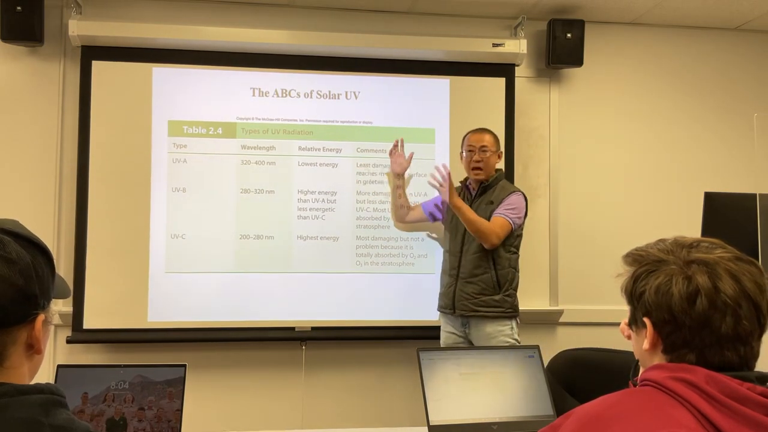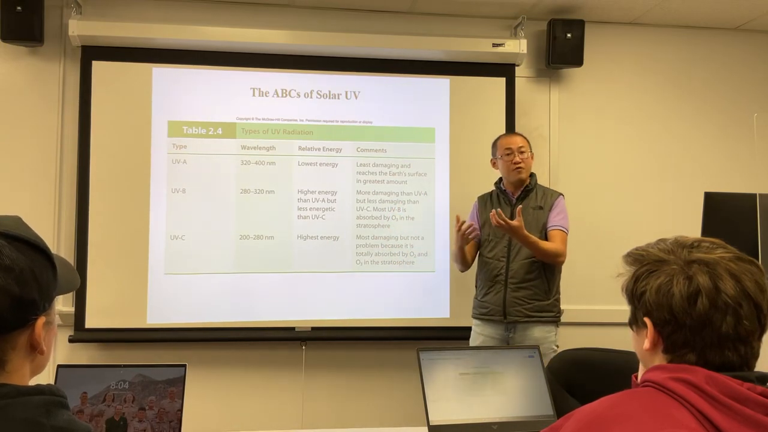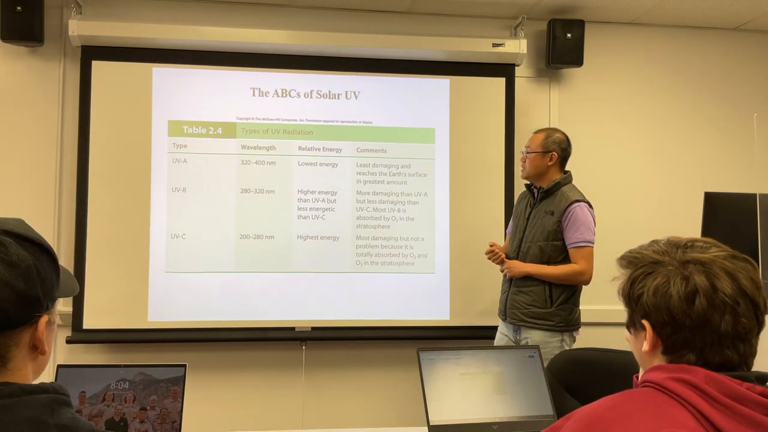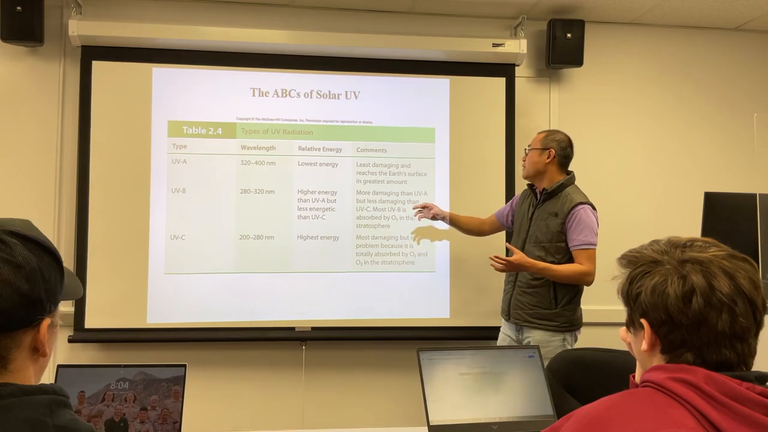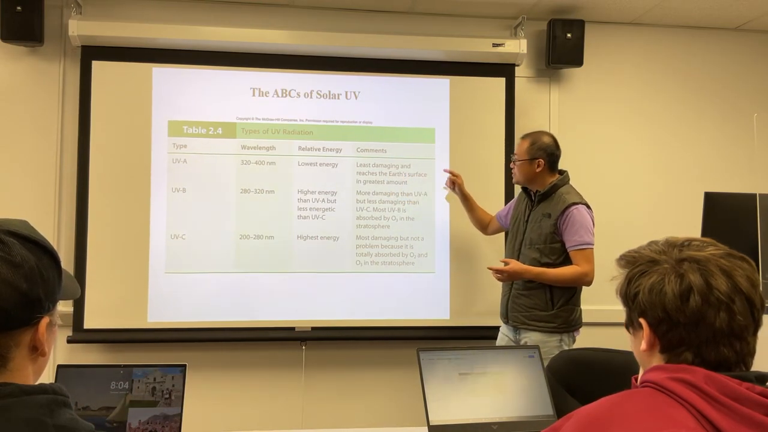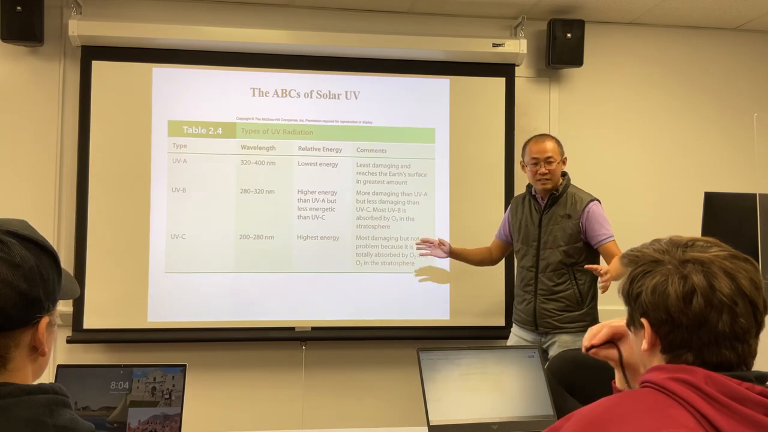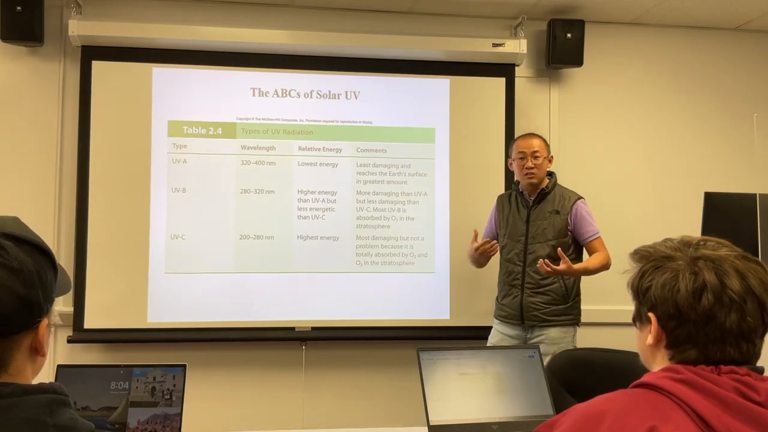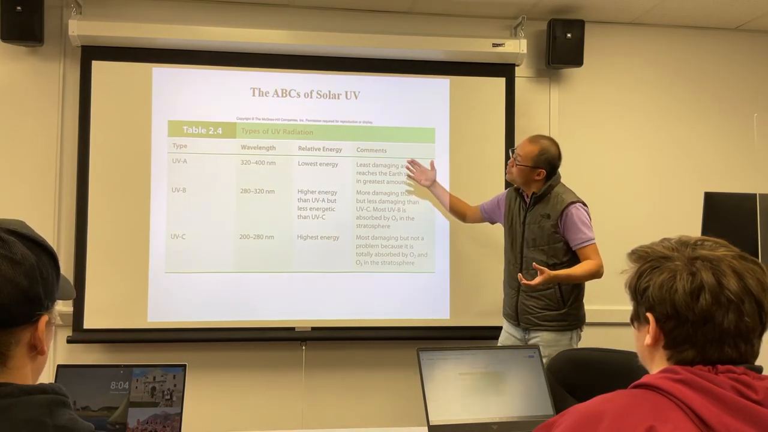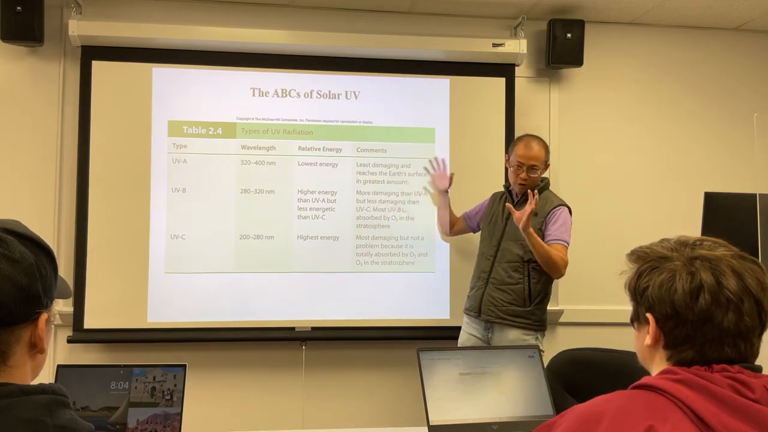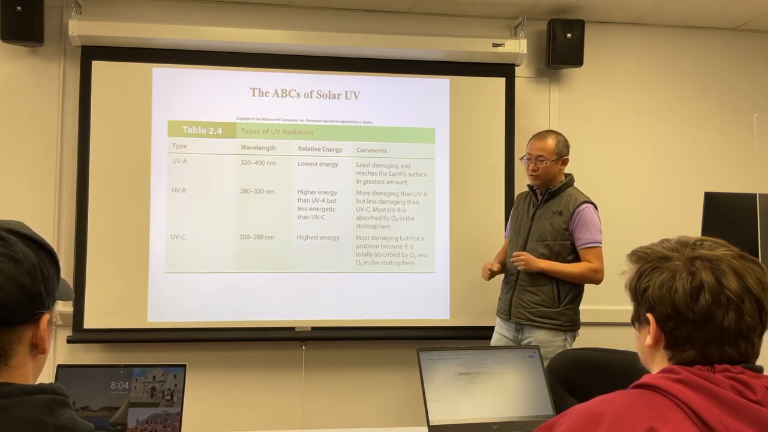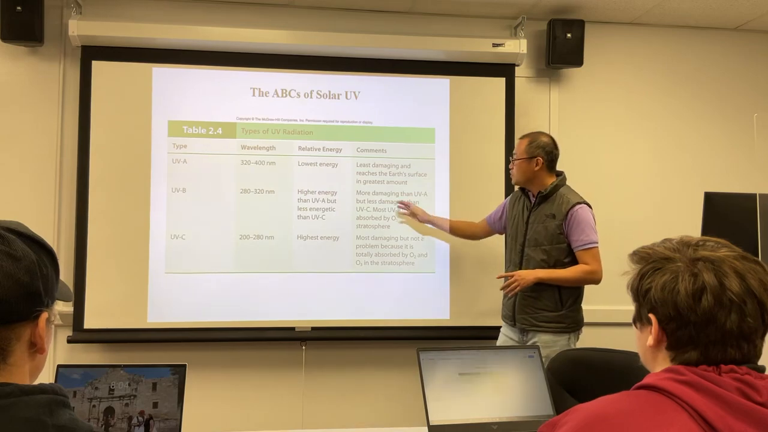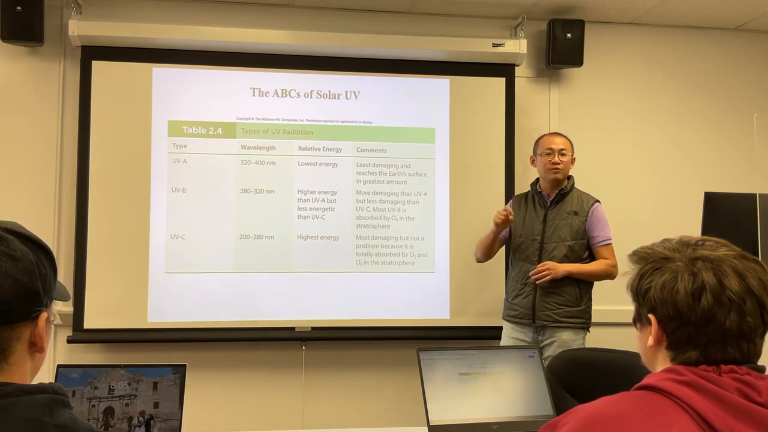Let's go to UVA. This is the least damaging, since its energy is lowest, but it is still higher energy than visible. Even though it is the least damaging one, it reaches the surface of the earth in the greatest amount. That means this is the part of UV we're exposed to the most and should deal with the most. And UVB is somewhere between. Most UVB, especially the shorter UVB, is still absorbed by ozone. Some UVB reaches the surface.